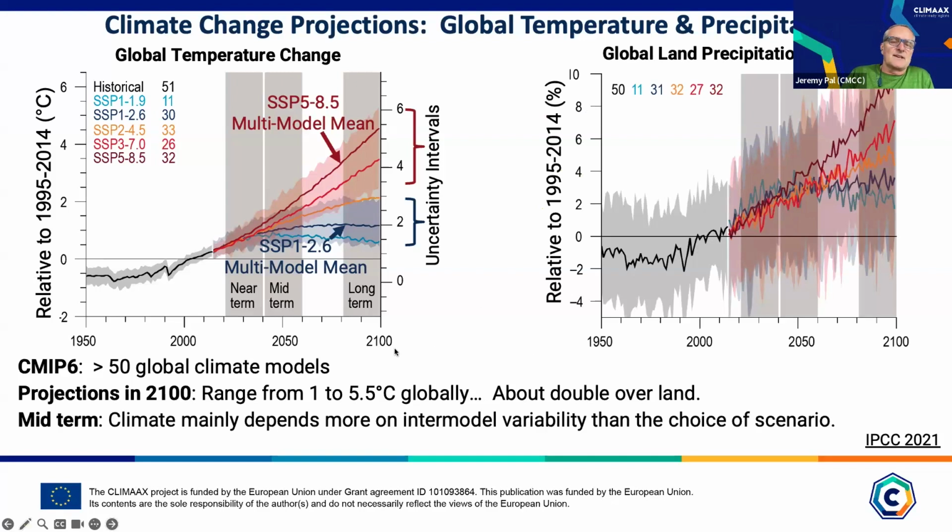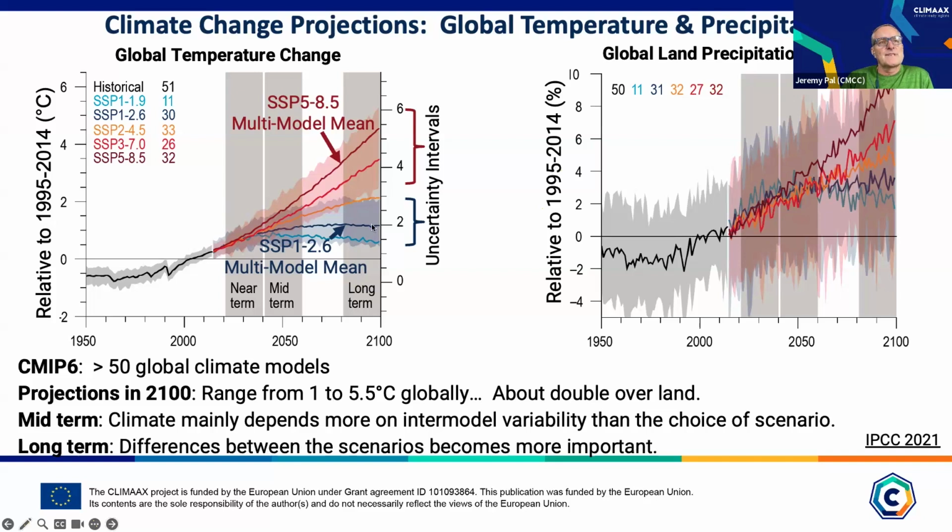A couple of key take-home points here: one is that at the midterm, if we look at the 2050s, the climate depends more on the intermodel variability than the choice of the scenarios. There's not a huge difference between the different scenarios, but there's still a large difference between the models. But as we move towards the end of the century, the scenarios begin to separate. There's quite a big difference between SSP5-8.5 versus SSP1-2.6, and the intermodel variability is also quite important there. So those are important considerations when we're thinking about the timeframes.